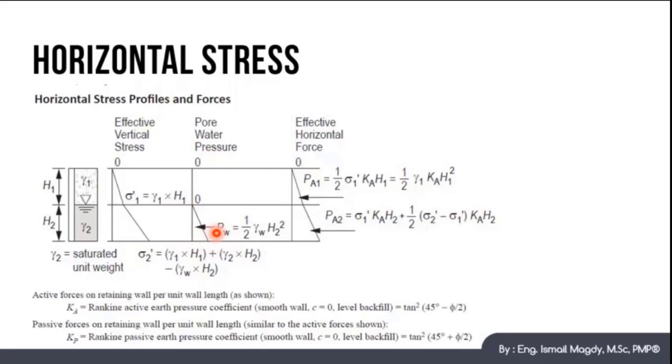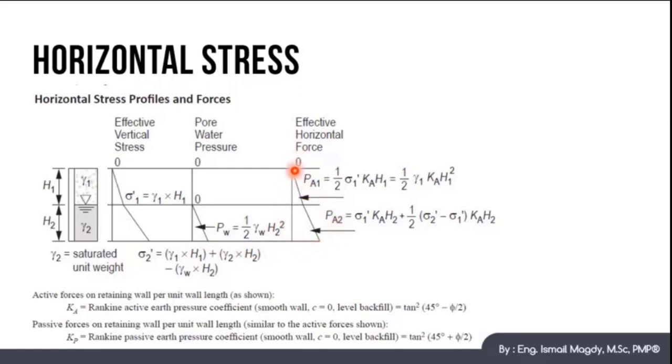So what is the value of the force here? The value of the force will equal this pressure multiplied by the area of this triangle, and this will give us the force per unit length. So in order to calculate Pw, which is the force due to the water pressure, it will be the area of this triangle. And we know that the value here is gamma water H2, so the area of this triangle will be gamma water H2 multiplied by H2 multiplied by half, because this is an area of a triangle. So this is it: half gamma water H2 squared.